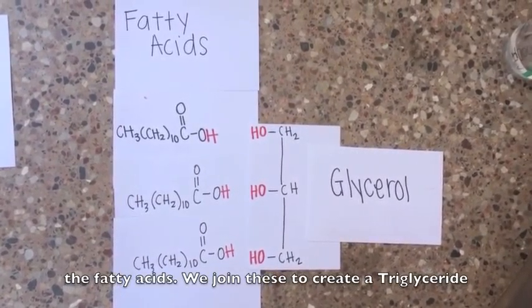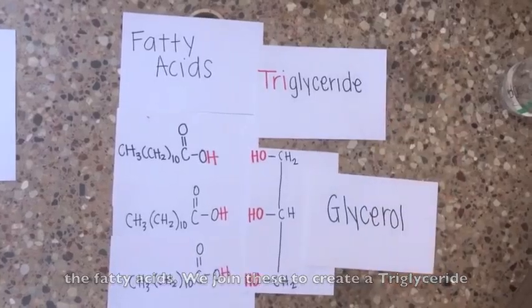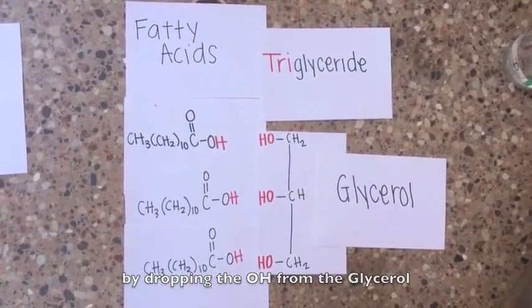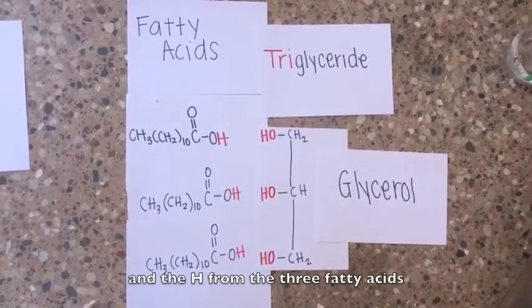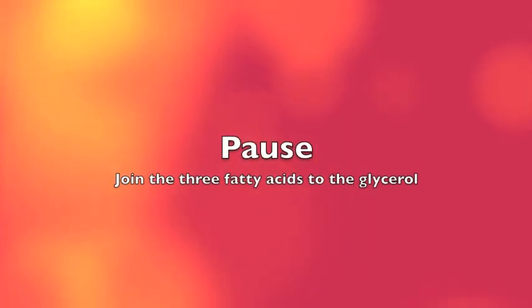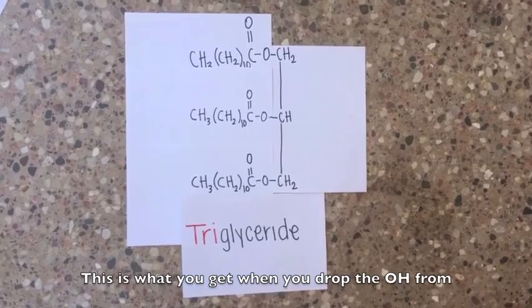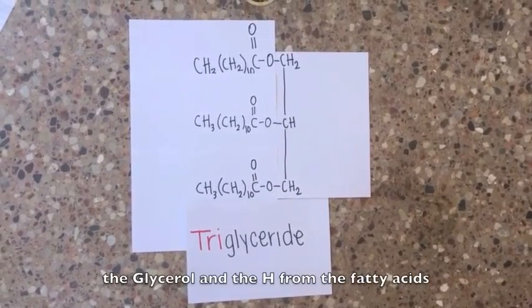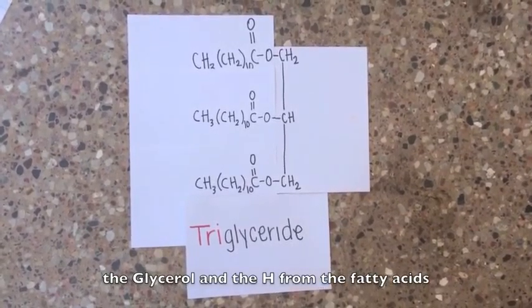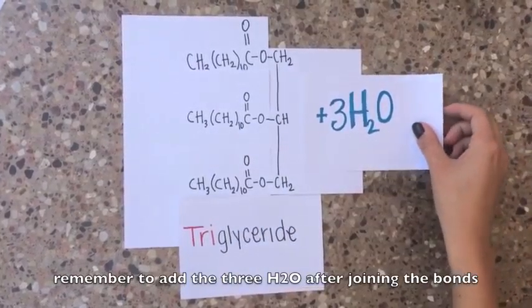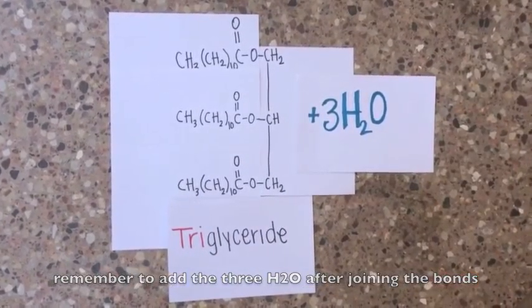We join these to create a triglyceride by dropping the OH from the glycerol and the H from the three fatty acids. This is what you get when you drop the OH from the glycerol and the H from the fatty acids. Remember to add the 3H2O after joining the bonds.